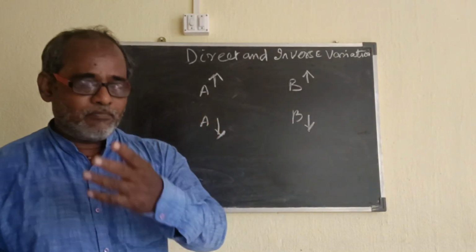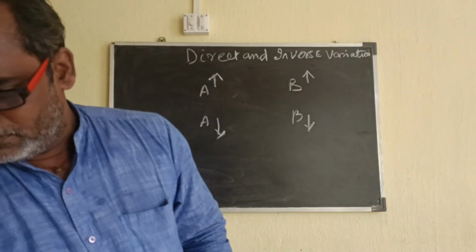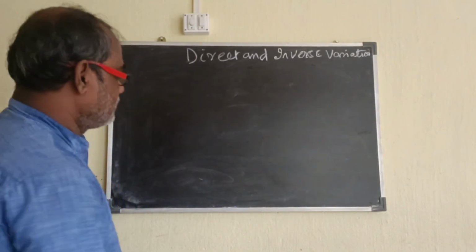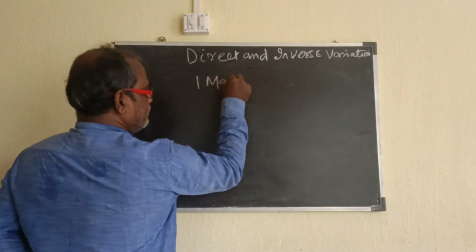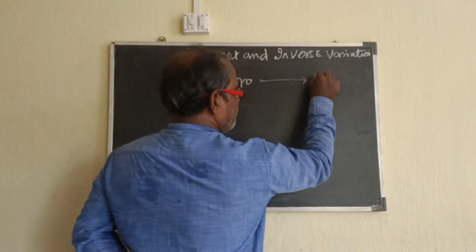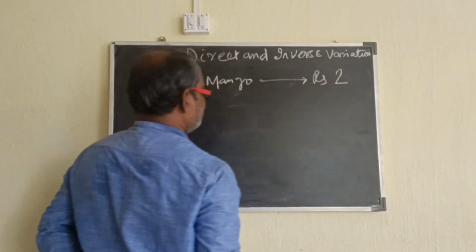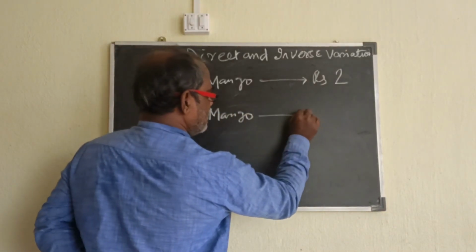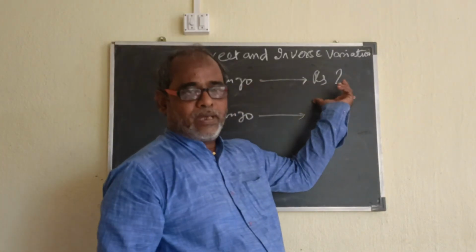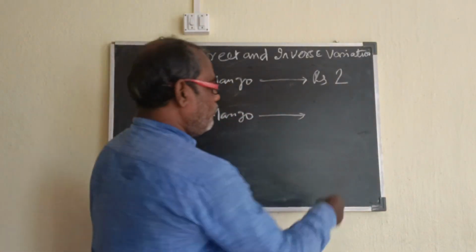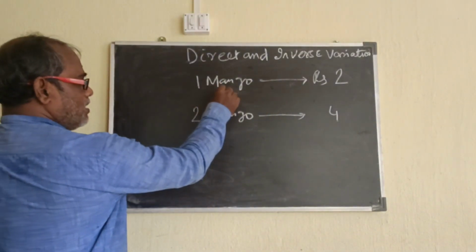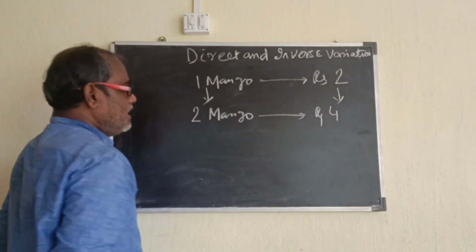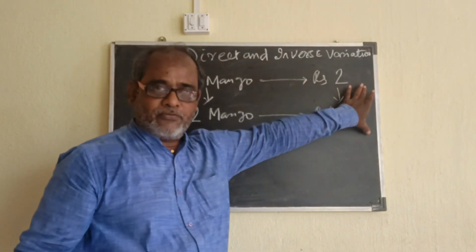Let us take one example. One mango costs rupees 2. Therefore, two mangoes? One mango costs 2 rupees, so how much will two mangoes cost? 4 rupees. See here, the quantity is increasing, and the amount of money is also increasing. That means this type of problem is direct variation.